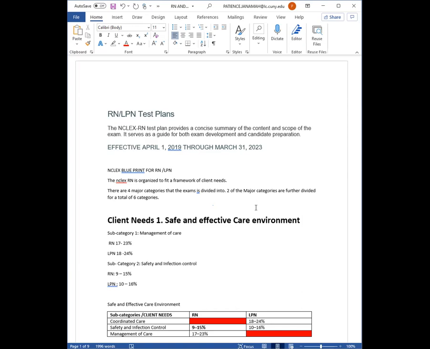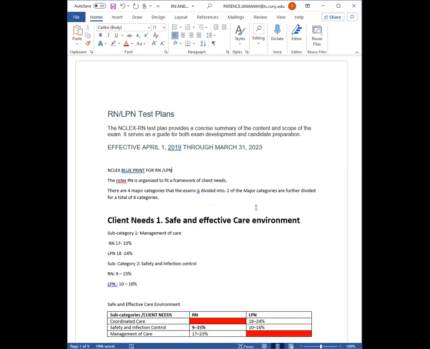Now, the NCLEX test plan was changed in 2019. It started on April 1st, and it's going to end March 31st, 2023. They keep it for about 3 to 4 years. Let me see, 2019, 2020, 2021, 2022, 2023. That's 4 years.